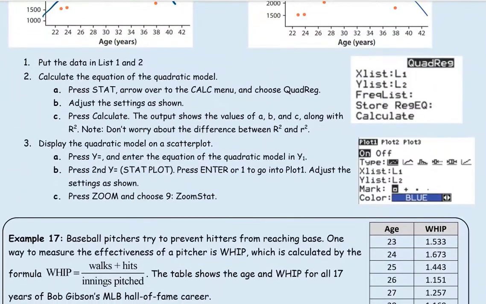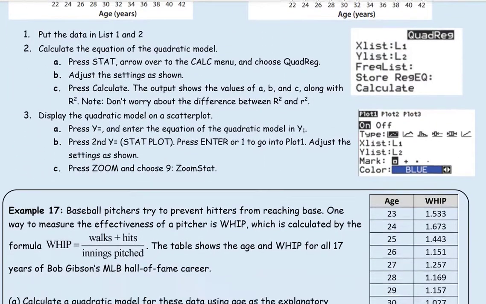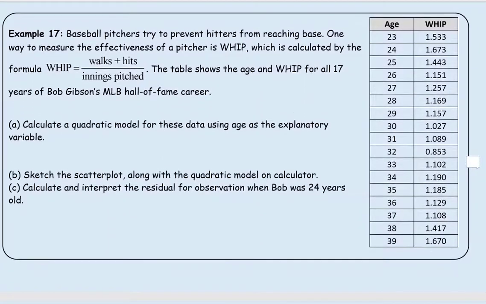Here are all the steps. We're going to be doing all these steps when we go over the example. Example number 17. Baseball pitchers try to prevent hitters from reaching base. One way to measure the effectiveness of a pitcher is WHIP, which is calculated by the formula WHIP equals walks plus hits over innings pitched. That's where the WHIP comes from. The table shows the age and WHIP for all 17 years of Bob Gibson's MLB Hall of Fame career.